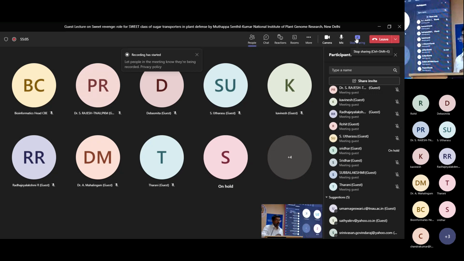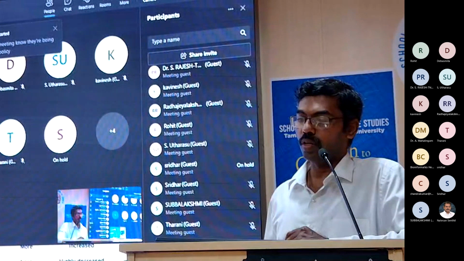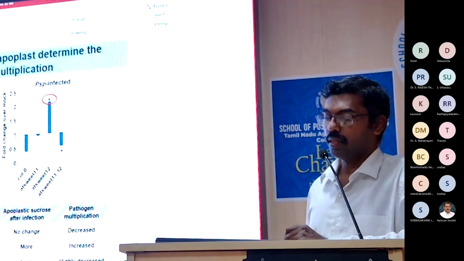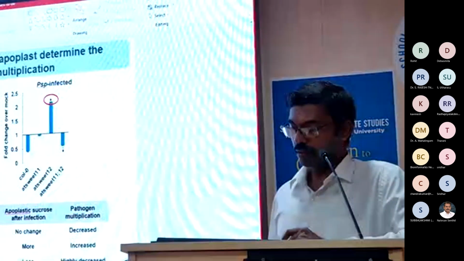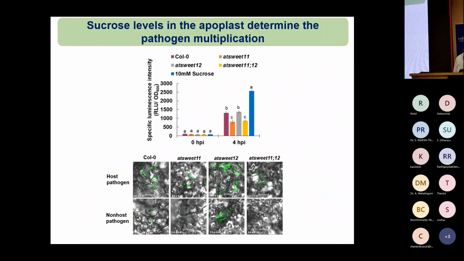So now the next thing we are trying to show is whether, by putting the sucrose levels back, we are able to get the situation back.